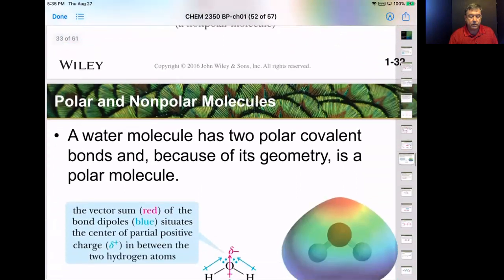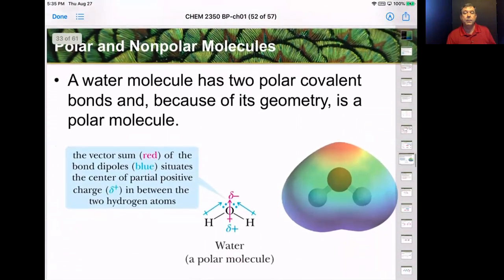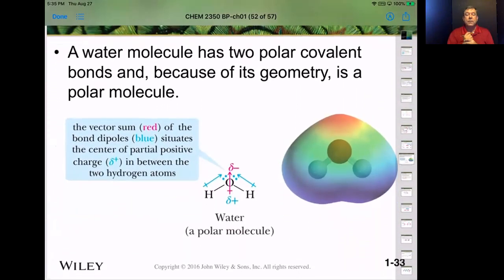Okay, so let's take a look at water. That's a really common molecule we use a lot. And what we know by our valence shell theory is we're going to get this bent molecule, okay? Because these lone pairs are going to take up space.